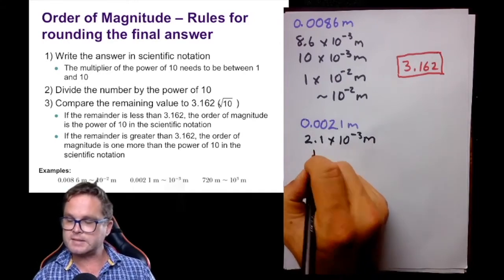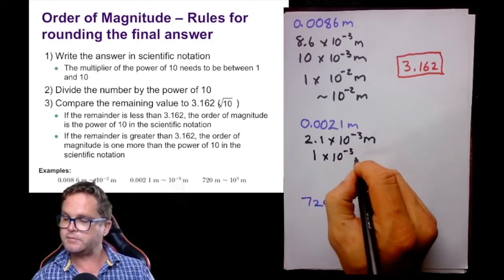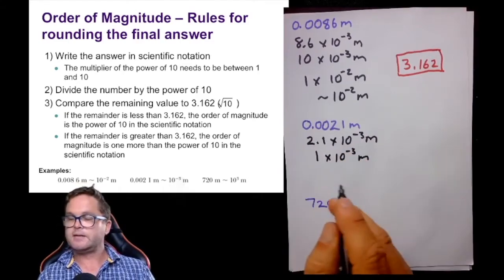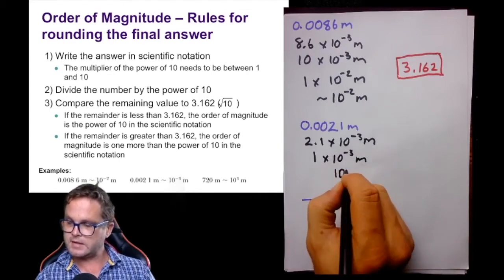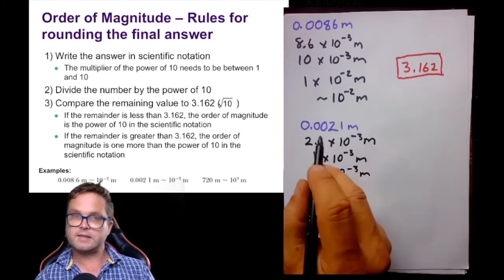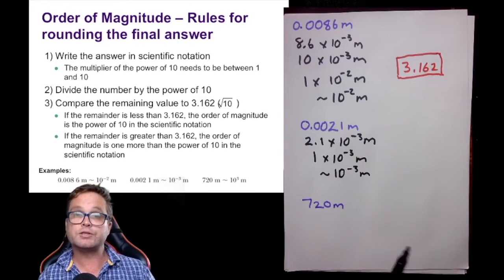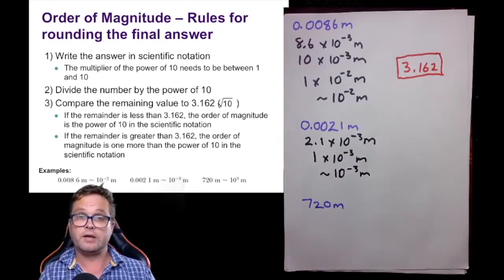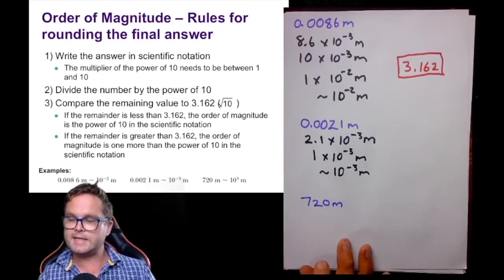So instead of making this a 10, I'm going to round it down to a 1. So here we have 1 times 10 to the minus 3 meters. Again, anything times 1 is just itself. So this is 10 to the minus 3 meters. So using the rule, this number is approximately 10 to the minus 3 using these rounding rules. The third example we have is 720 meters.